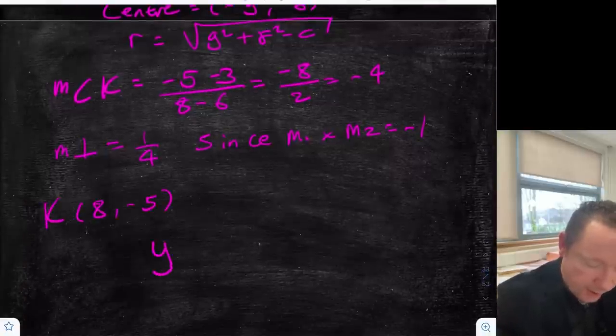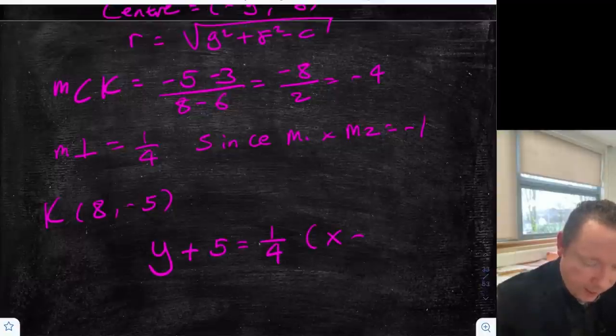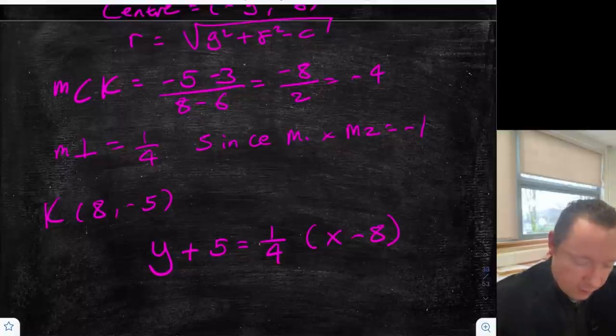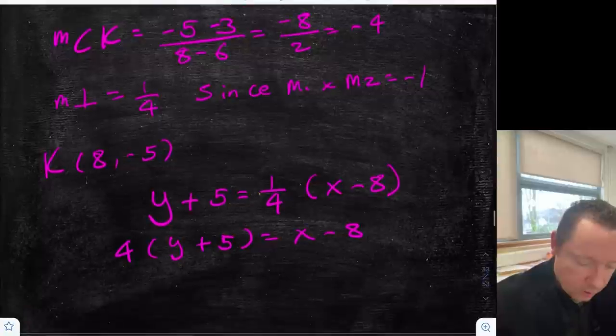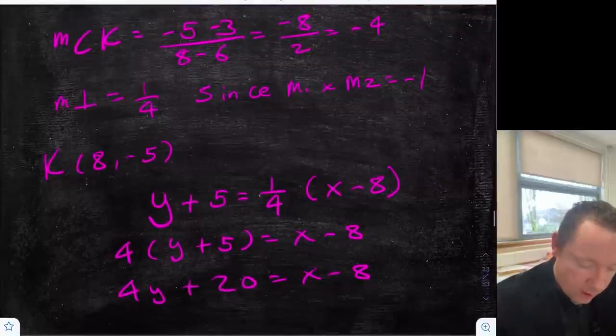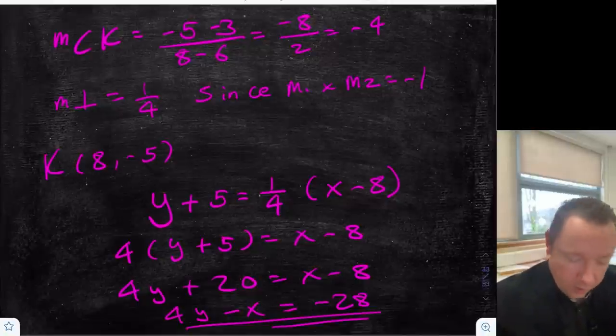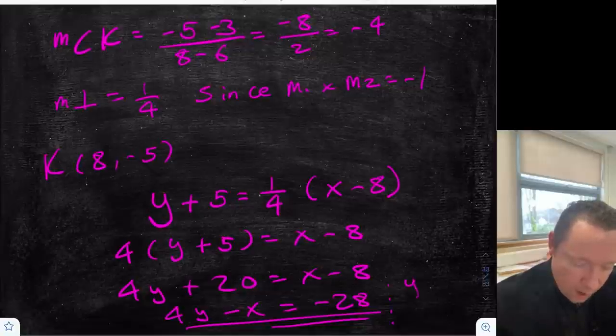So we can use y minus b equals m(x minus a), so y plus 5 equals m times (x minus 8). Times it through by 4, we get 4 times (y plus 5) equals x minus 8. So 4y plus 20 is x minus 8, or to leave it in a nice way, 4y minus x equals minus 28 would be a fine answer. If you prefer y equals, you can divide through by 4 to get y equals a quarter of x, and then minus 28 divided by 4 is minus 7.